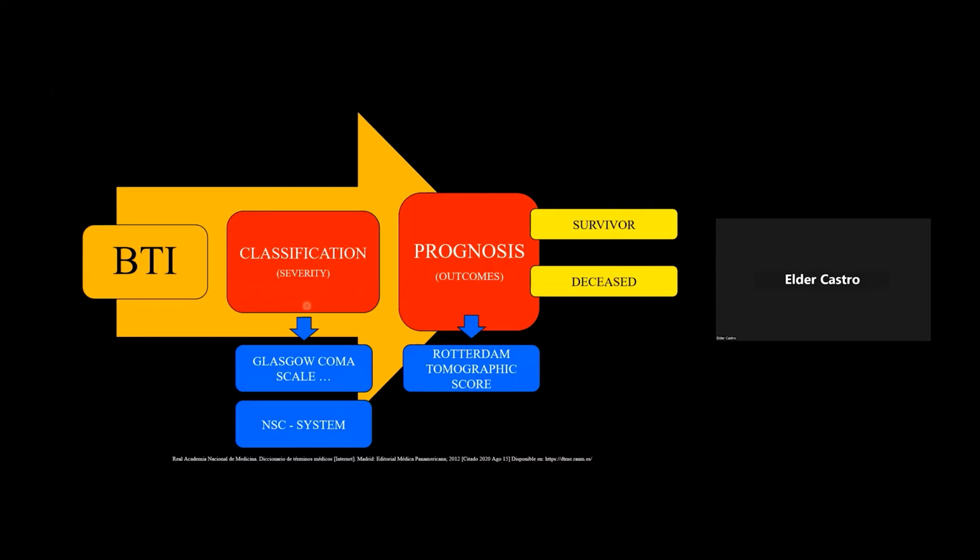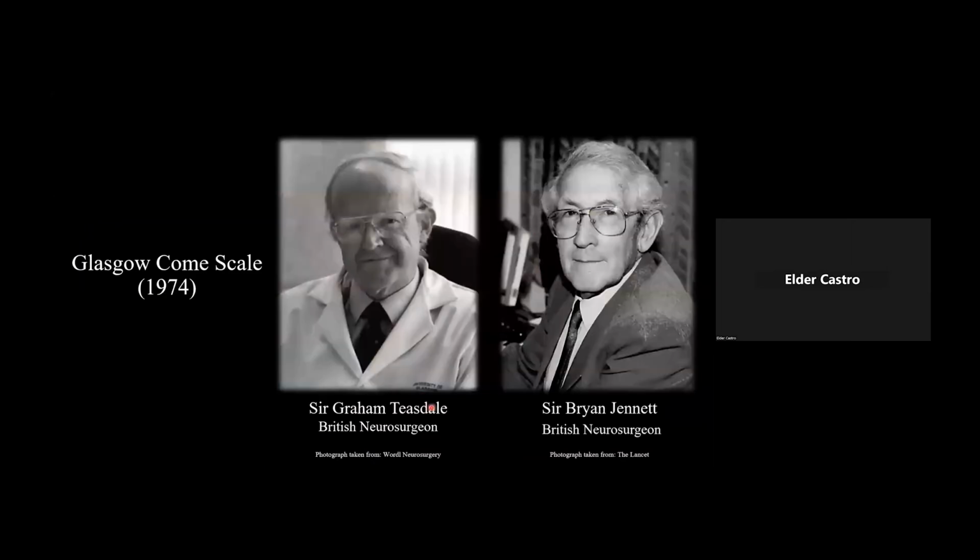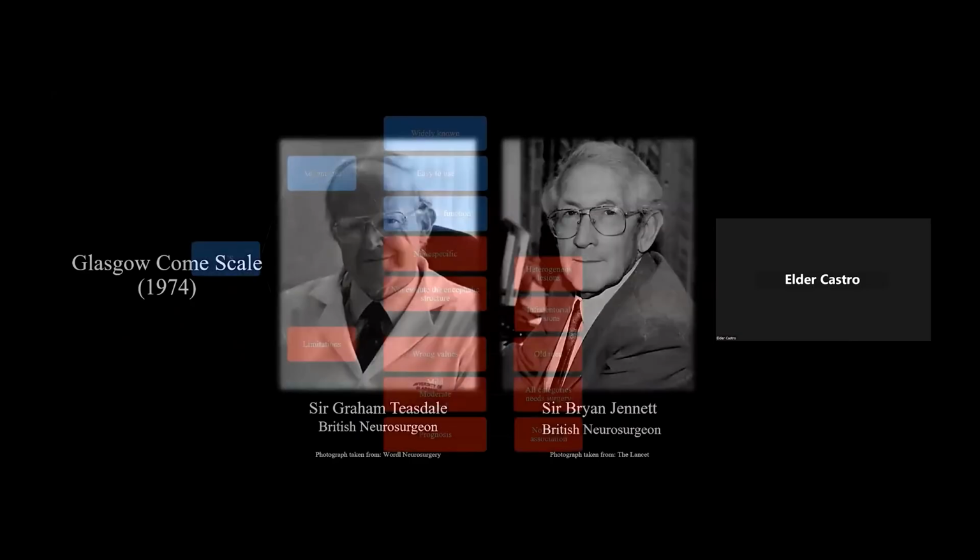This means that the classifications of BTI, such as the Glasgow Coma Scale and others, should have an association with the classification of prognosis, as well as the tomographic score. The Glasgow Coma Scale, created in 1974 by Teasdale and Jennett, who were neurosurgeons, is very helpful in BTI.